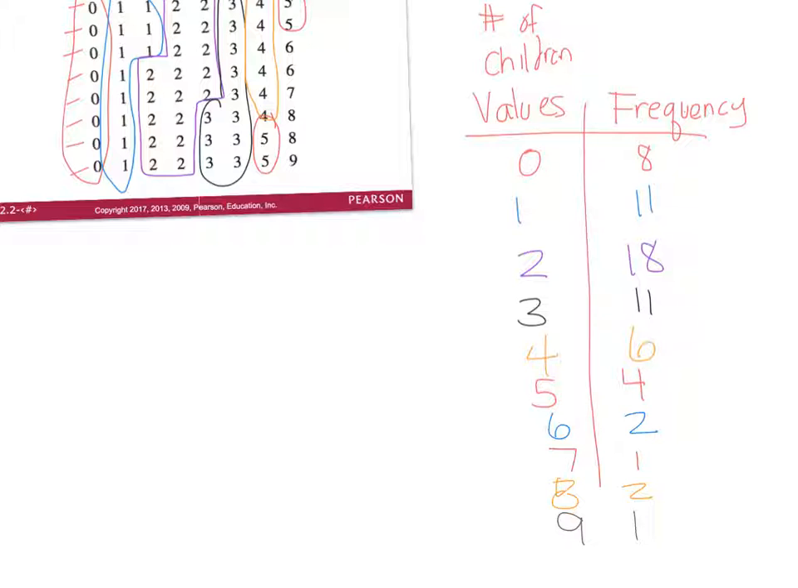Now, you can check to make sure you counted correctly by adding the frequencies together. Those should total to be 64, which is how many families we had in our survey. So this table right here is your frequency distribution.